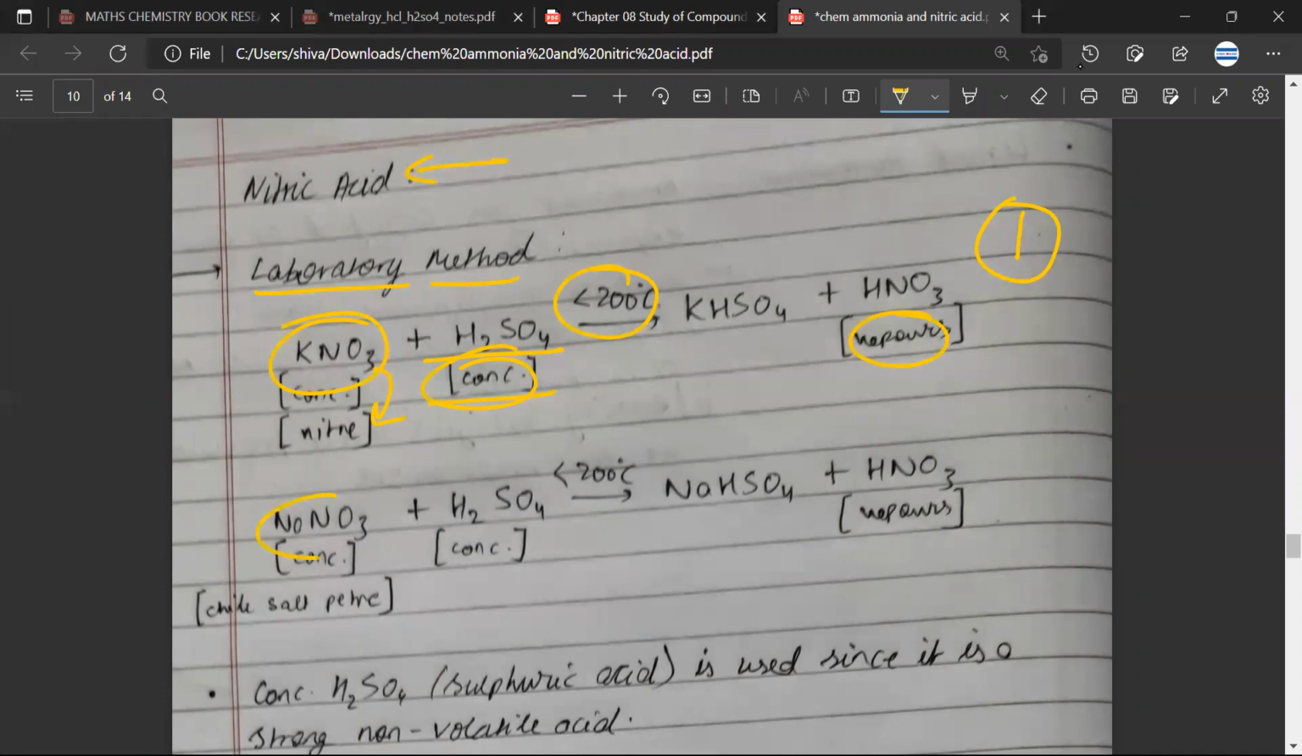And then we have NaNO3, also known as Chile saltpeter, which is added to concentrated H2SO4 below temperatures of 200 degrees Celsius to give sodium bisulfate plus HNO3 in the vapor form, nitric acid.